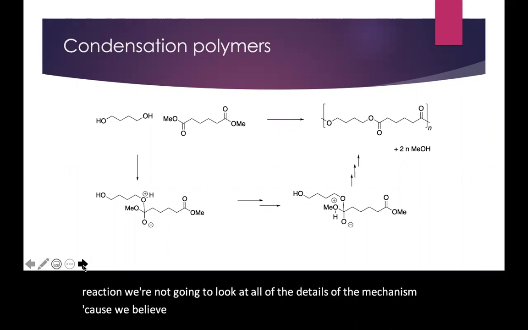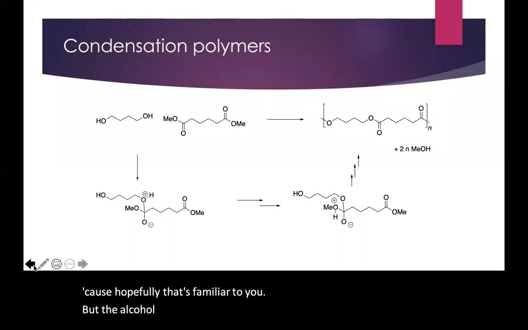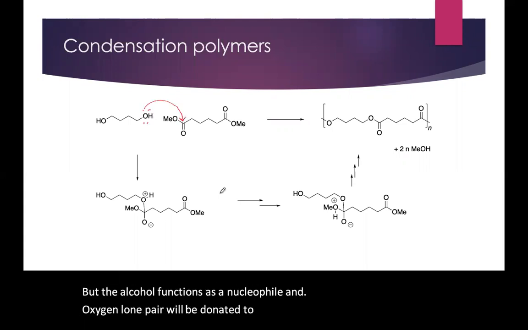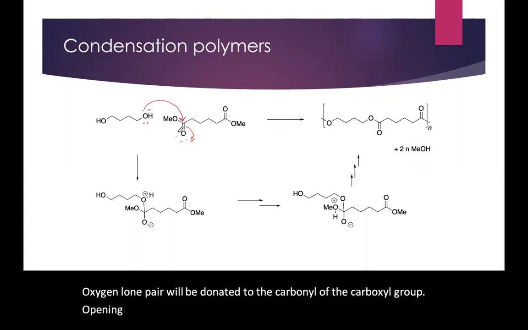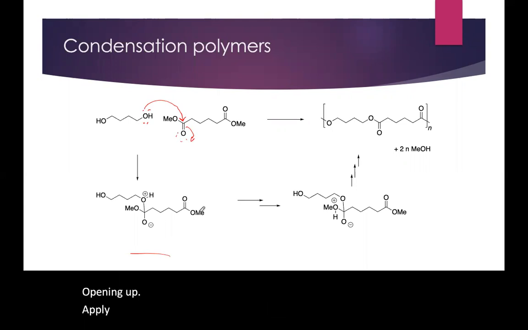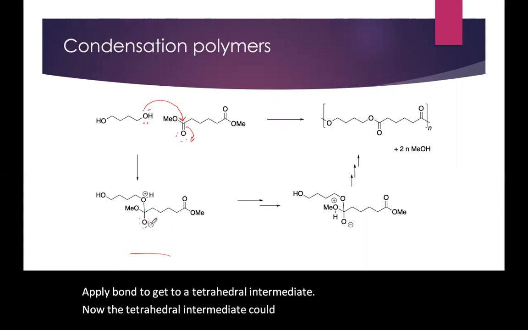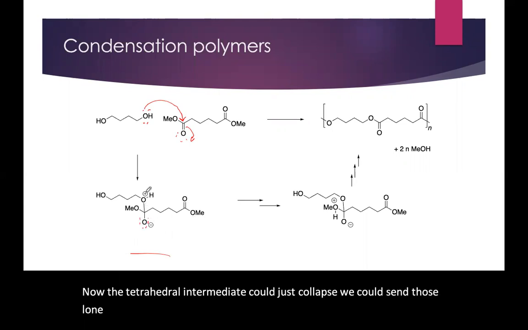familiar to you. But the alcohol functions as a nucleophile, and the oxygen lone pair will be donated to the carbonyl of the carboxyl group, opening up a pi bond to get to a tetrahedral intermediate. Now, the tetrahedral intermediate could just collapse. We could send those lone pair back again to push the alcohol back out.